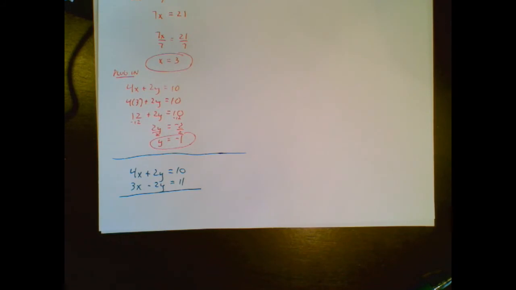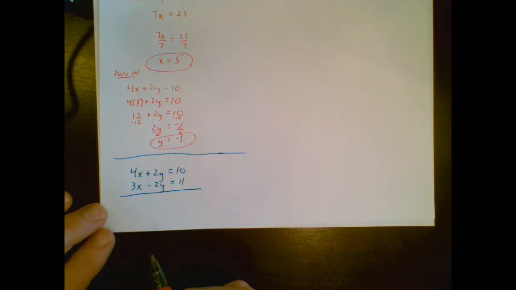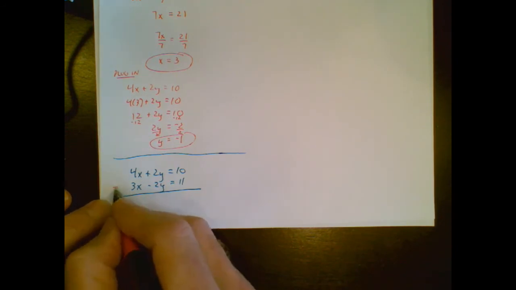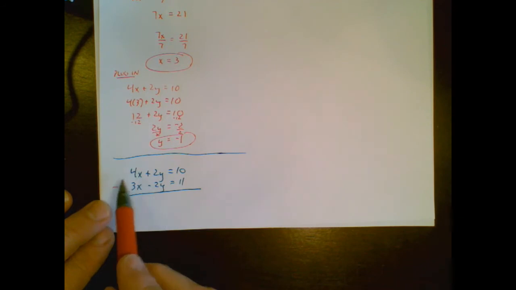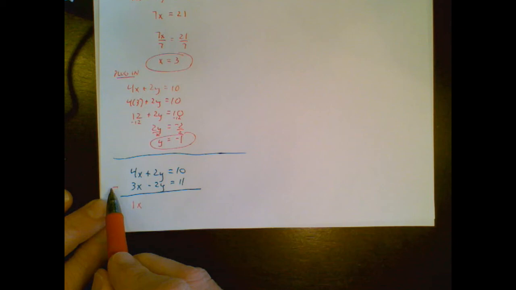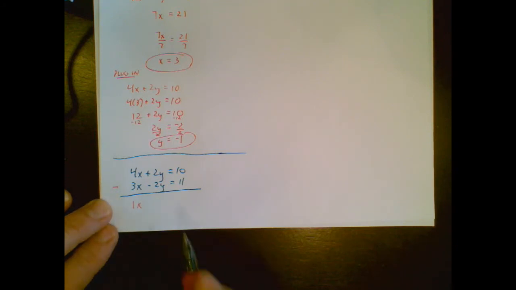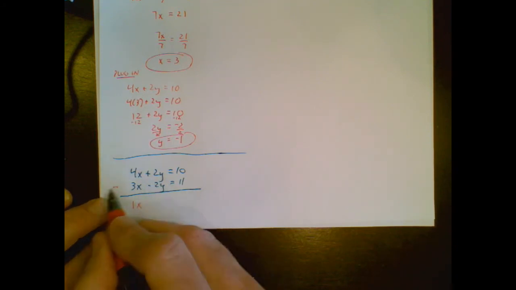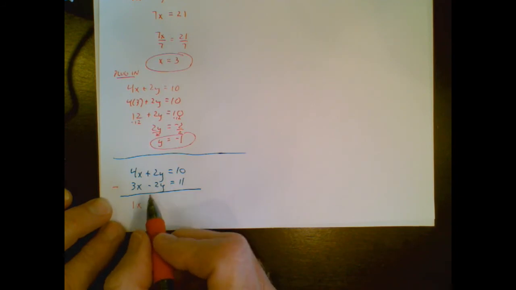Now if you think back to the original problem, I said I was going to choose addition, but let's find out what would happen if I would choose subtraction for this case. 4x minus 3x would be 1x. 2y minus a minus 2y, that's a little complicated. 2y minus a minus 2y is like 2y plus 2y.